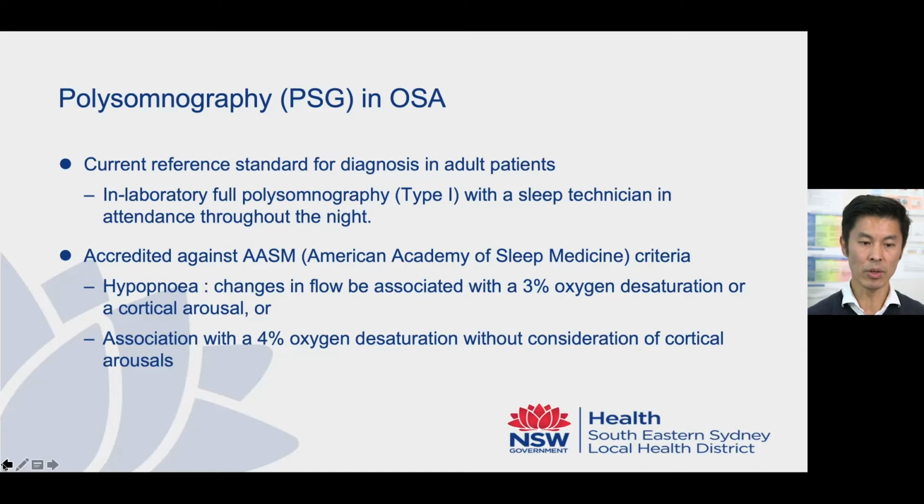This should be scored according to AASM criteria, which define hypopnea as changes in flow associated with 3% oxygen desaturation or cortical arousal, or 4% oxygen desaturation without consideration of cortical arousals. And this criteria set the way for us to assess the presence or absence of obstructive apnea or hypopnea events, and therefore categorize the type of sleep disordered breathing the patient has and the severity.